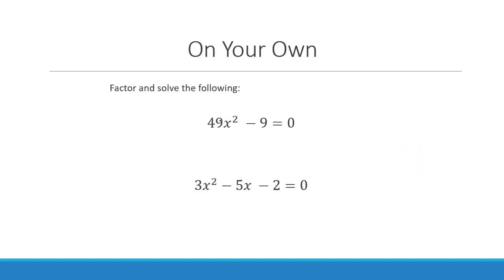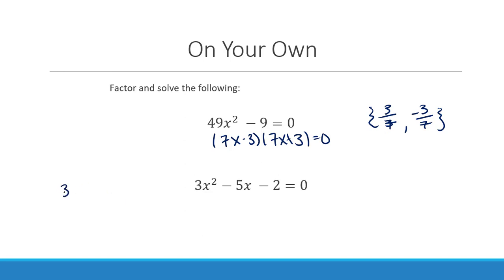All right, I want you to try these two real quick on your own. When you're ready, hit play to check your answer. This guy factored into 7x minus 3 and 7x plus 3. So my two solutions would be 3/7 and then negative 3/7.